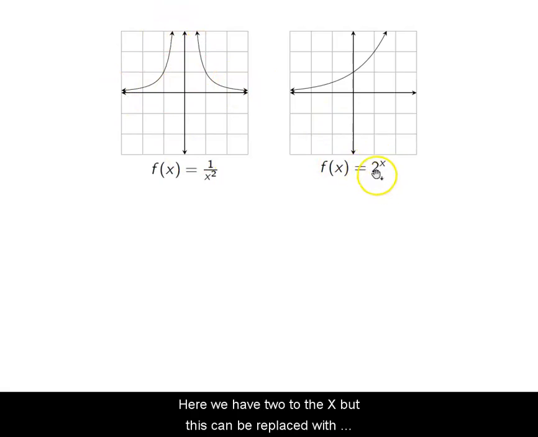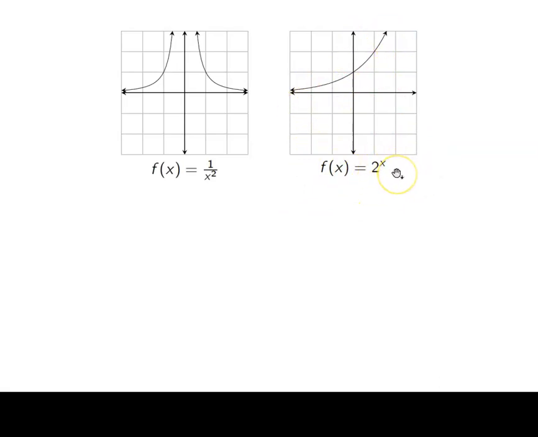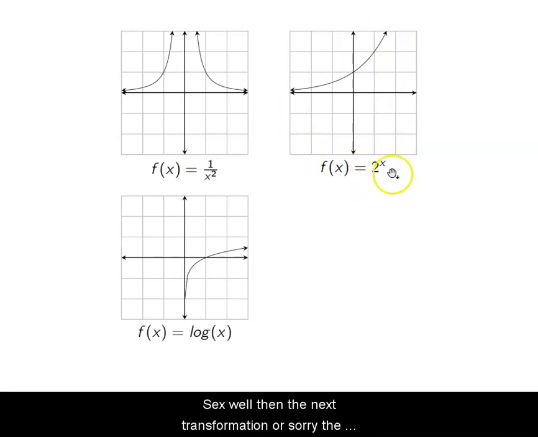Here we have 2 to the x, but this can be replaced with any kind of base, right? This could be 3 to the x, 1/2 to the x, e to the x, but all of those are different transformations of a standard exponential function, okay? I just randomly chose the base 2 because it's very basic. Could have chosen e to the x as well. Then the next parent function we have is the standard log function.